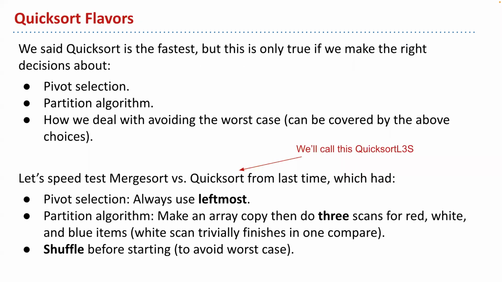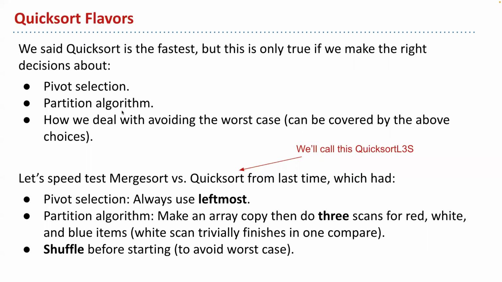Okay. Now, I said quick sort's the fastest, but I'm gonna tell you just a little bit more about practical quick sort implementations. That's only true if we make the right decisions. We have to decide how to pick a pivot. Question for you, how do we pick our pivots? In my demo, how'd you pick the pivot? Leftmost, right? We could do something else.